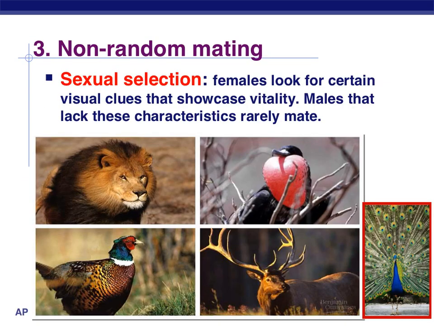Okay, non-random mating. This is also known as sexual selection. It suggests that mating between males and females is not a random process. It's not like whoever next walks through that door, that's who I'm going to mate with. No. Females are looking for very particular or certain visual clues that showcase the vitality of their potential mate. Males that lack these characteristics don't really get to mate.